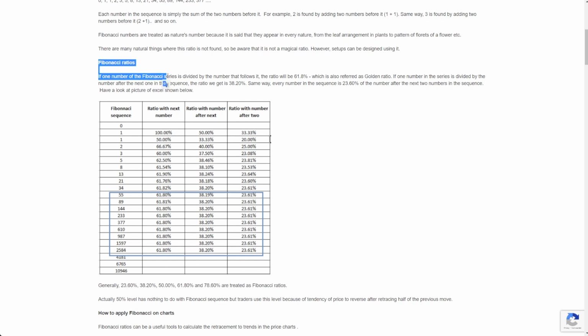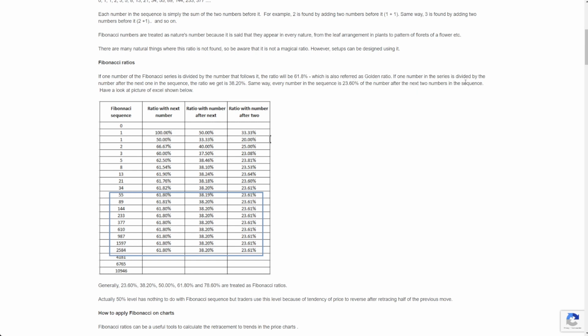So next, the Fibonacci ratios, and this is the important part of the theory. If one number of the Fibonacci series is divided by the number that follows it, the ratio will be 61.8%. And this is directly the most important Fibonacci ratio, which is also referred to as the golden ratio. So most important.